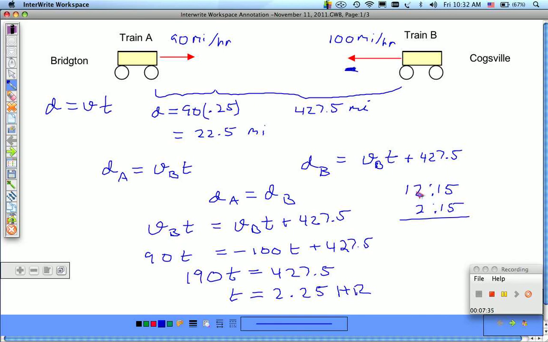So at 1 hour afternoon, you get 1 o'clock. Here's 2 hours added to 12, what is that? 2 o'clock. Does that make sense, folks? And then 15 minutes plus 15 minutes is 30. So here we have it. They're going to meet at 2:30 p.m. All right, so there's your example final exam problem. All right, have a good evening.